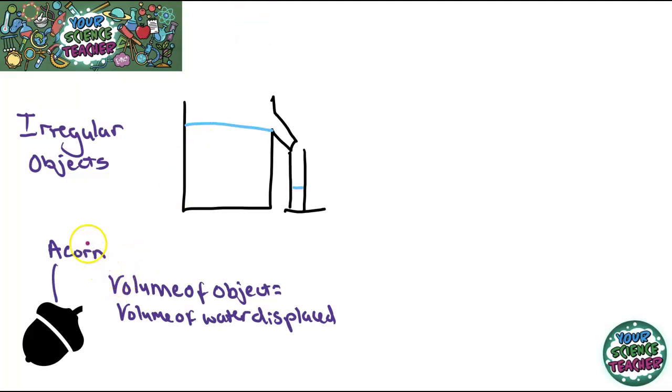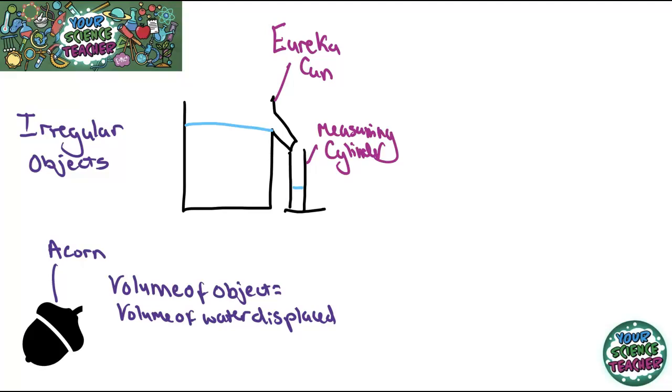So let's have a look at how to actually do this then. So here I have a piece of equipment which is aptly named a Eureka can. And what I need to do is I first need to place my object inside my Eureka can, and we're going to measure the volume of water that spills over into a measuring cylinder. And remember, to find the density we're also going to have to find the object's mass. And remember, to do this, we're going to use an electronic balance.